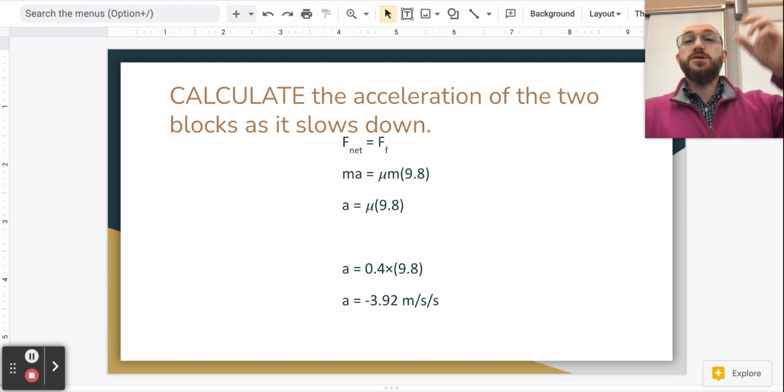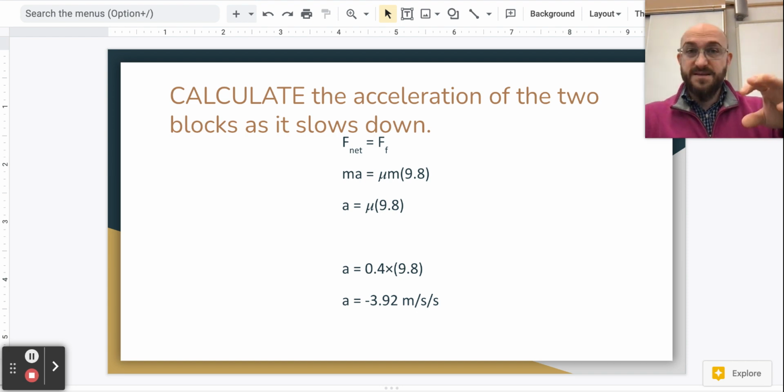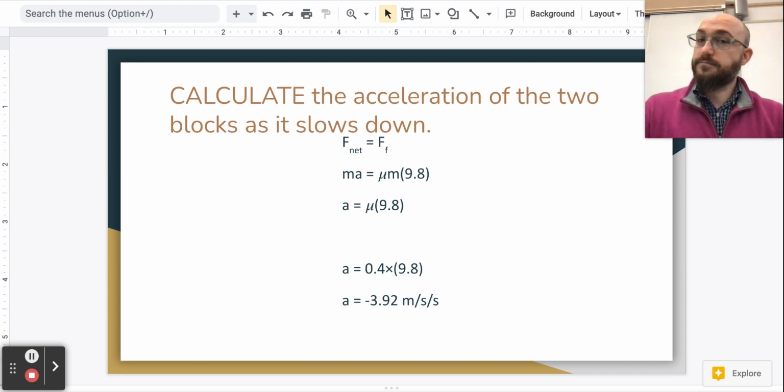Friction force is coefficient times mass times 9.8. So I can cross off mass on both sides if I want, and that gives me that the acceleration is going to be equal to the coefficient multiplied by 9.8. All right, that's always true. That is an always true statement.